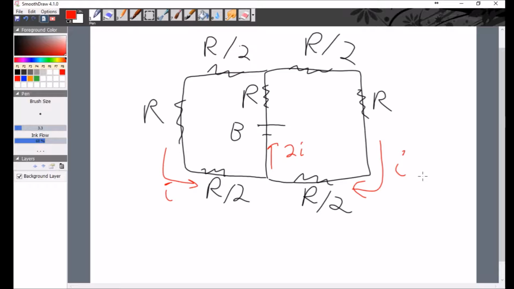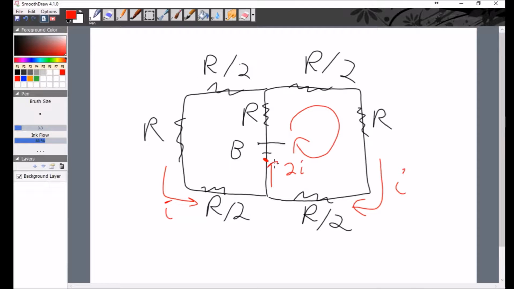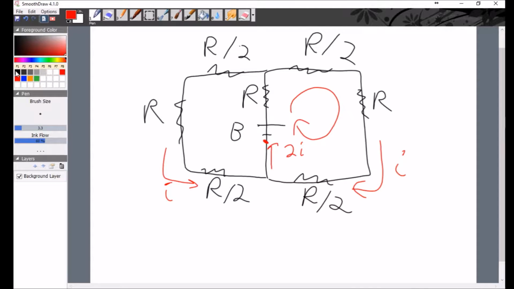So the next thing we do is we apply the loop rule. So we just go around each loop. Let's just take the right loop, for example. And what we do is we keep track of all the voltage gains and losses around the loop. So if we start, for example, right here and go around, I guess that's clockwise, we start out by gaining a voltage B.